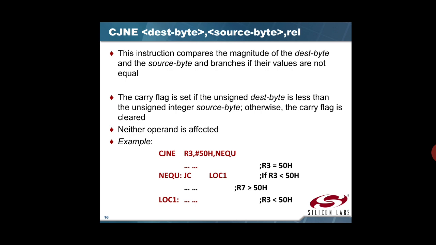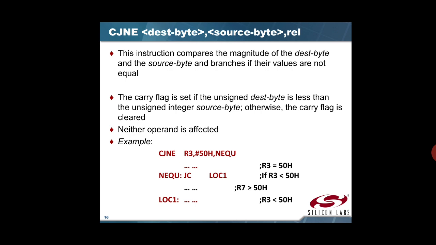Very important is that both the operands are not affected in any way. What is the meaning of this? Let me take initially the content of R3 as 50. 50 will be compared with 50. Now compare jump not equal. They are equal, so the condition is false, and it will go to the next instruction.